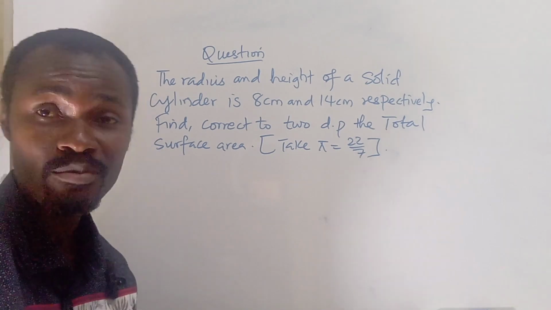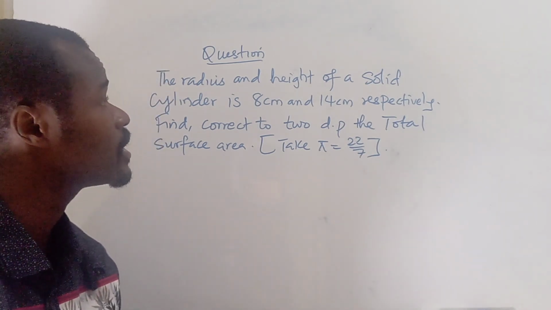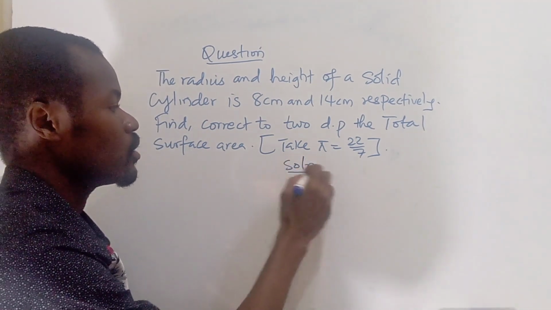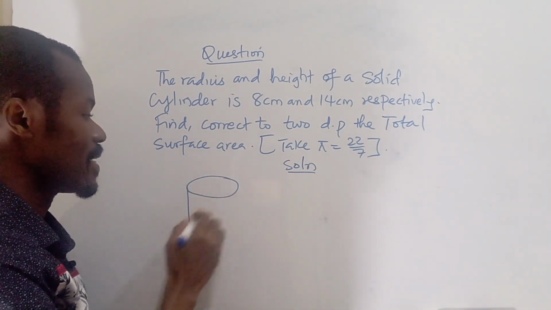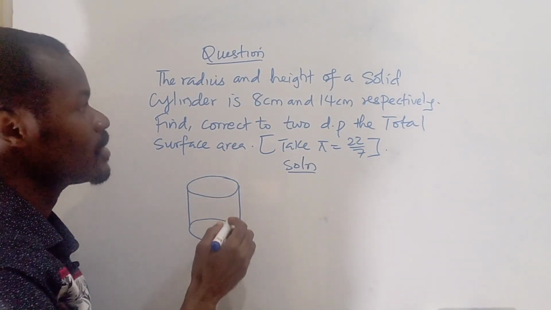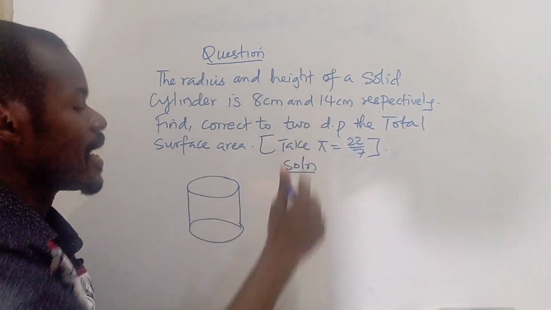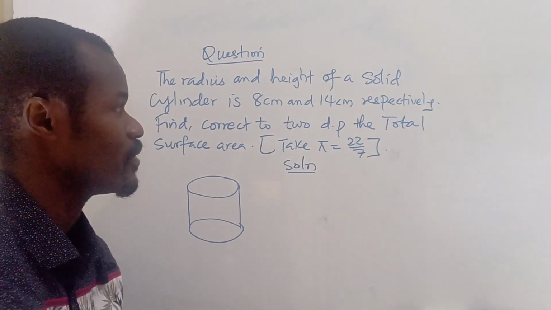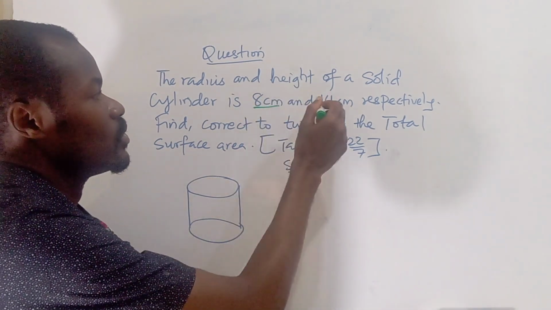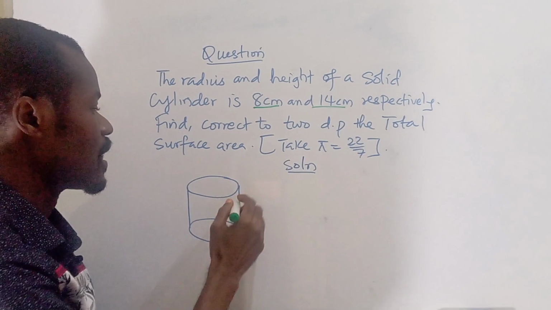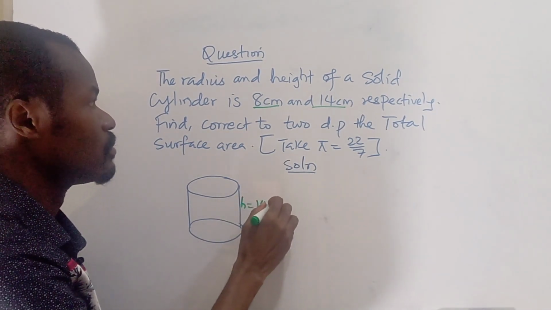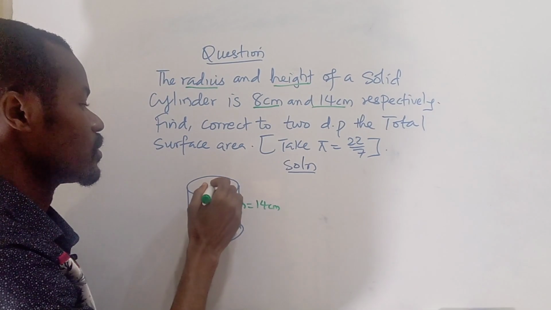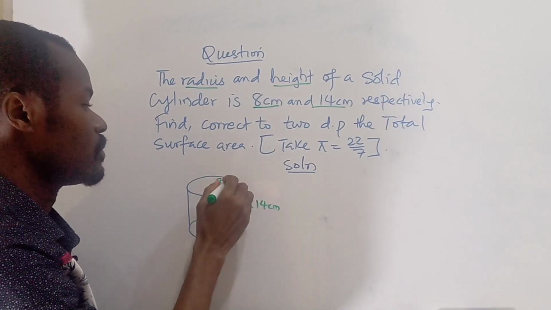Alright, so today, without wasting much of our time, let's get into this question. It says, the radius and height of a solid cylinder. So our solution, you should know what a solid cylinder looks like, okay? The question says the radius and height of a solid cylinder are 8 centimeter and 14 centimeter respectively. So our height here is 14 centimeter, and the radius here we have as 8 centimeter.